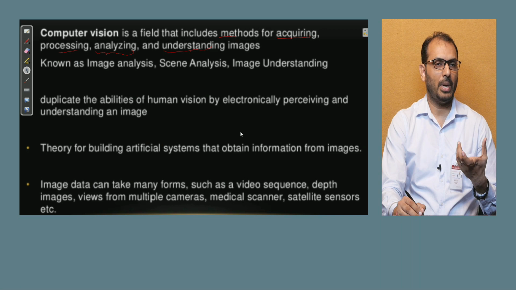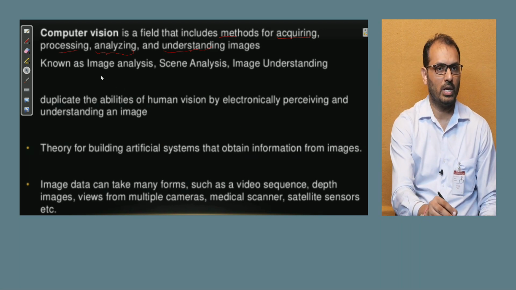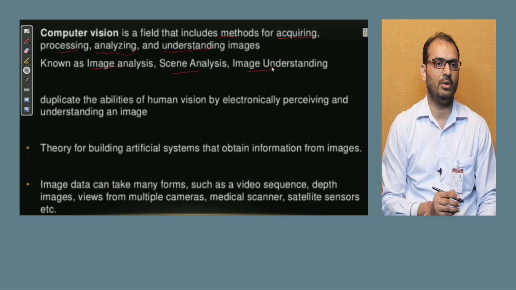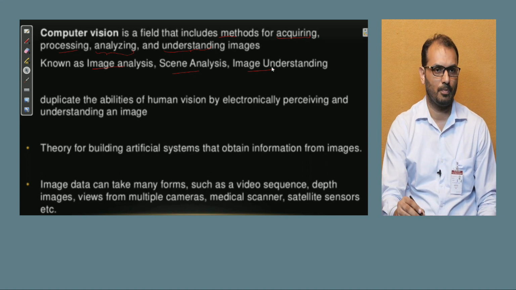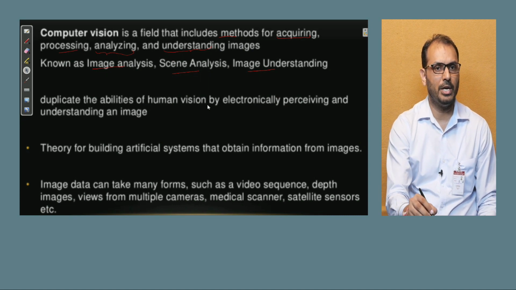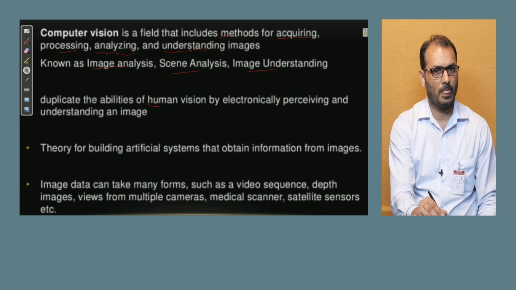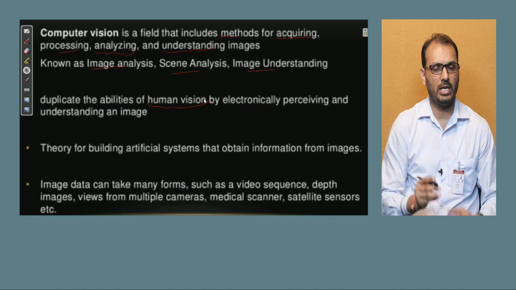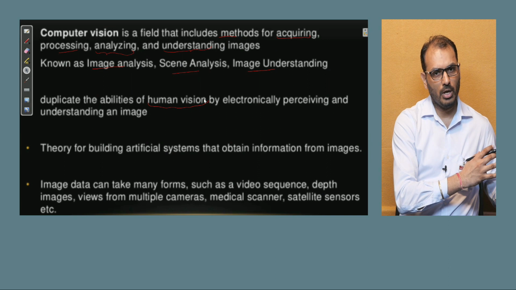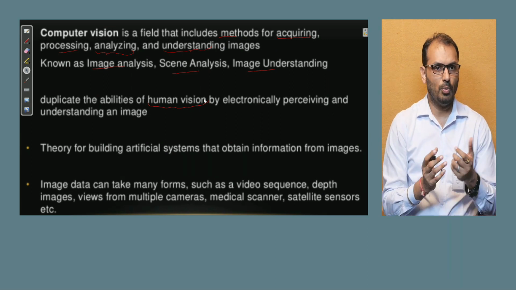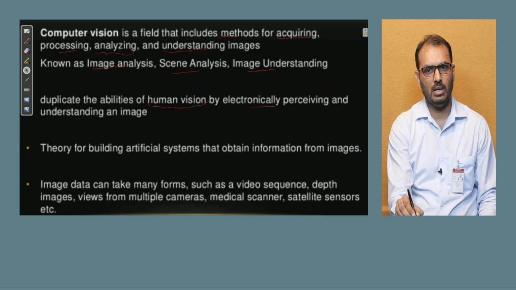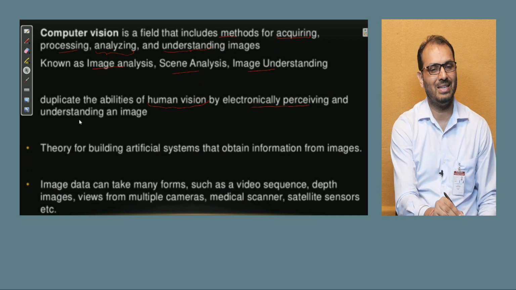In parallel, the same process we can also call image analysis, scene analysis, and image understanding. In other words, it duplicates the ability of human vision. In the previous slide I told you how a human sees and how a computer sees. So it duplicates the abilities of human vision by electronically receiving and understanding the image.